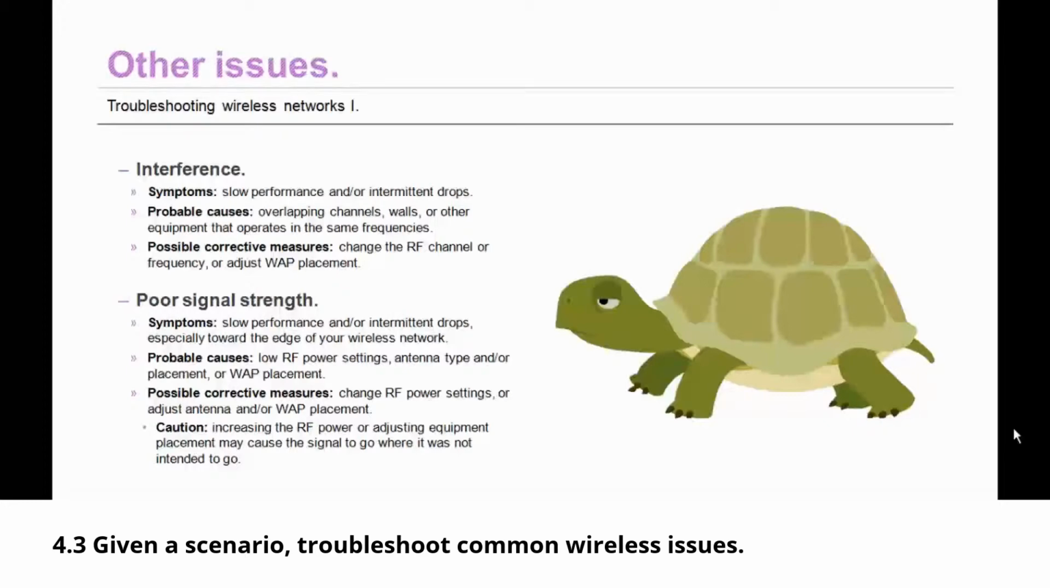Then there's poor signal strength. The symptoms include slow performance and/or intermittent drops, especially towards the end of your wireless network coverage area. Probable causes include low RF power settings, antenna type, and/or the placement of the access point. Possible corrective measures include changing the RF power setting, as in increasing it, or adjusting the antenna and/or LWAPP placement.